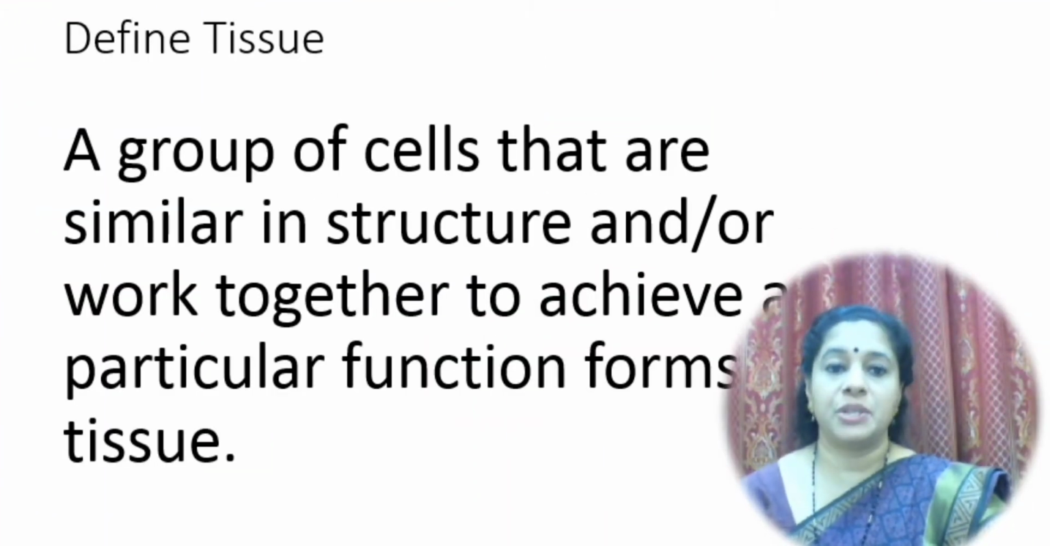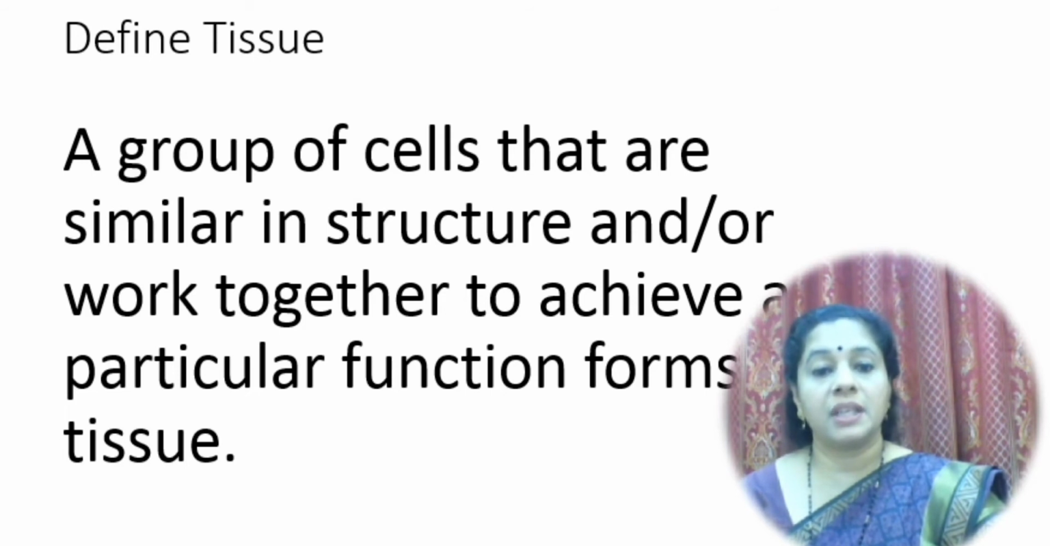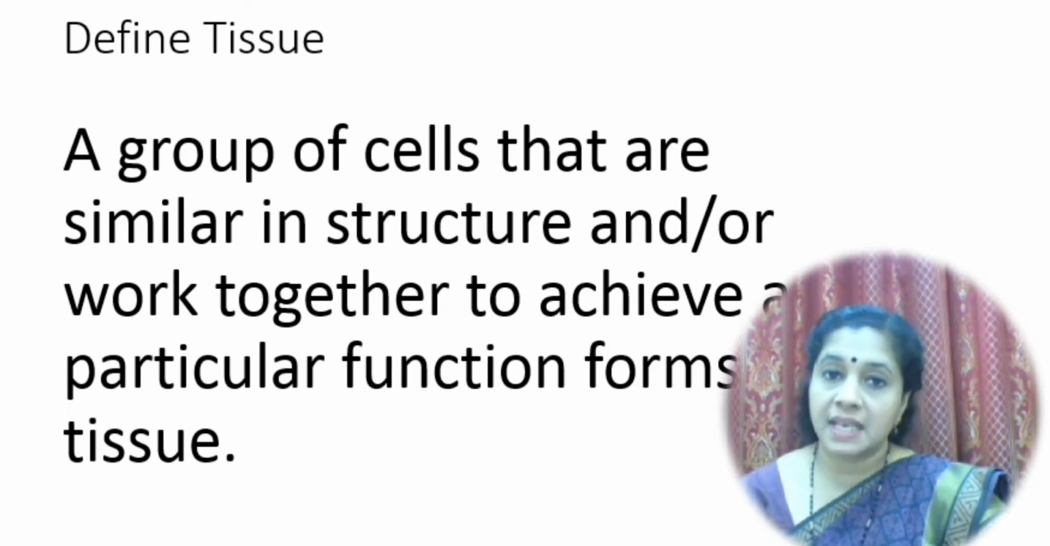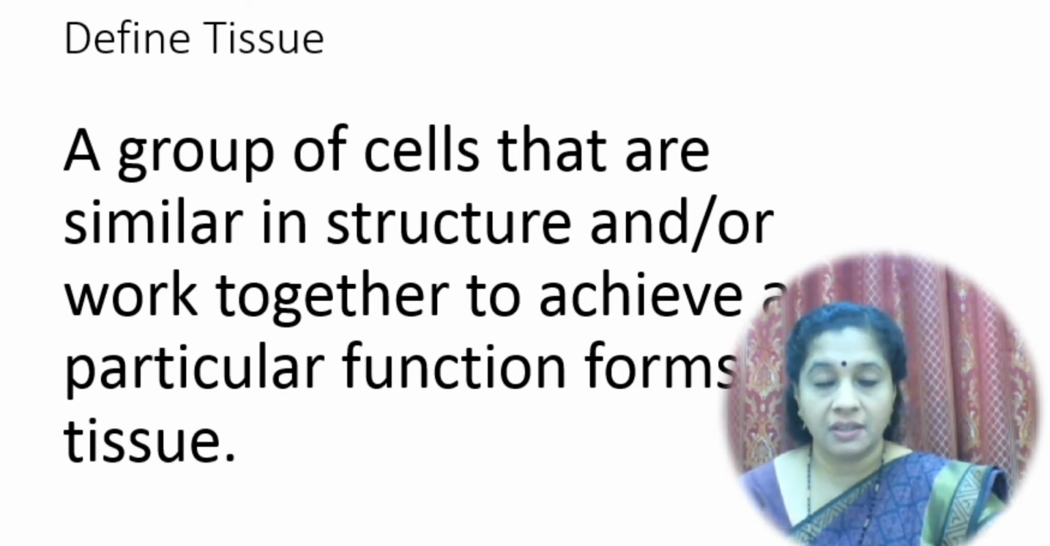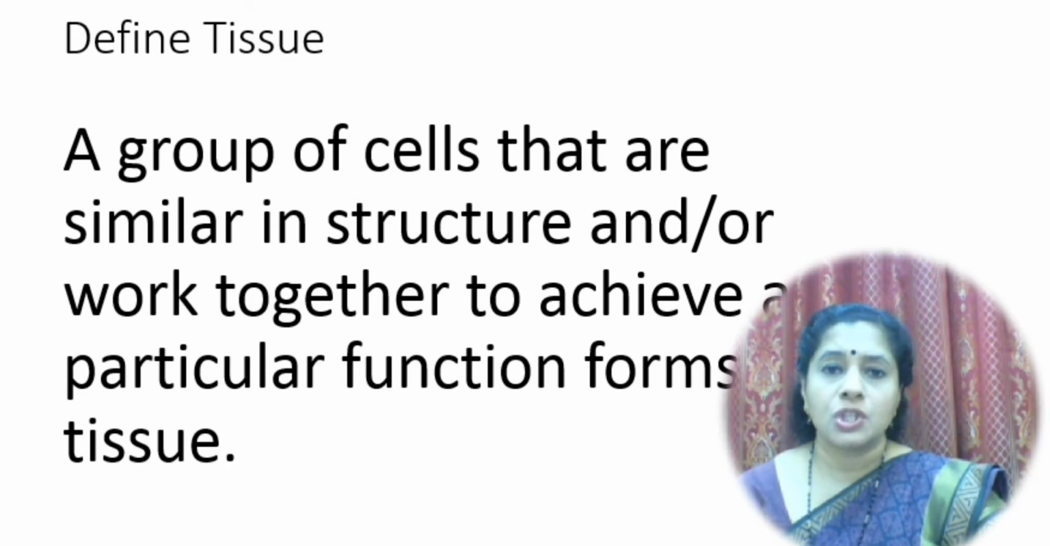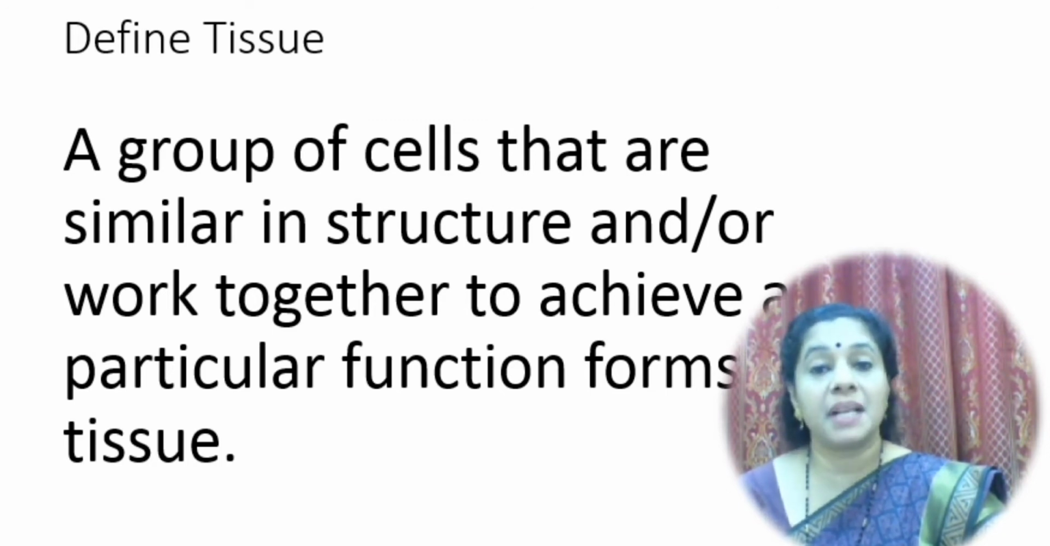Now, if we define tissues, tissues are a group of cells that are similar in structure and work together to achieve a particular function. That means when a group of cells come together and they perform a common function, they are called tissues. So, if they are performing a common function, they should have a common structure also. So, we can say tissues are groups of cells that are similar in structure and function.